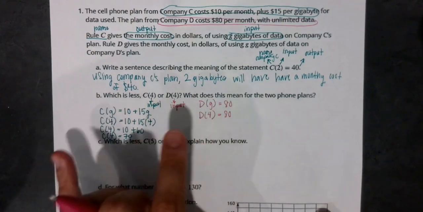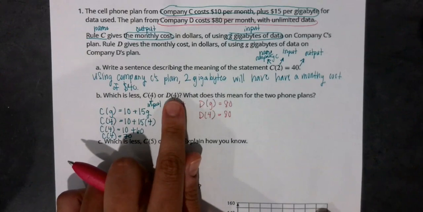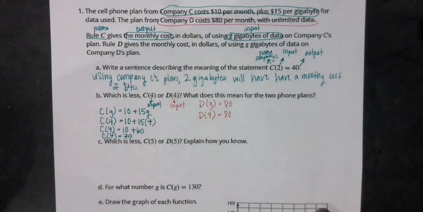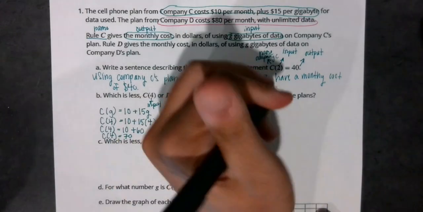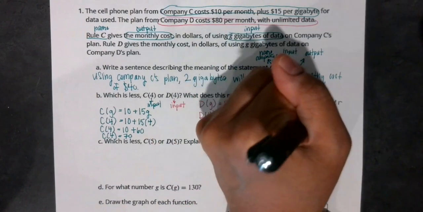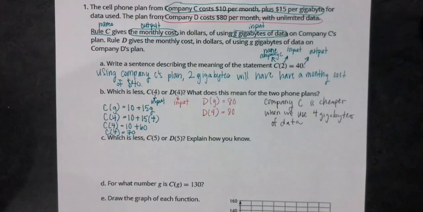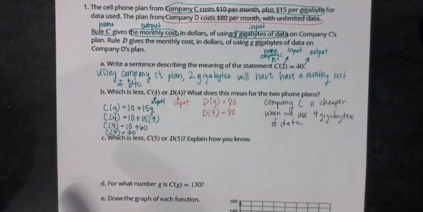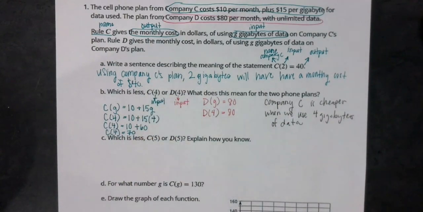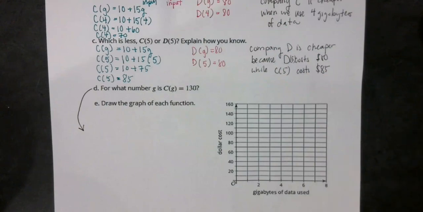So to answer this question, which is less, C of 4 or D of 4, C of 4 is 70 and D of 4 is 80. So it's actually that company C is cheaper when we use 4 gigabytes of data. Part C is very similar to Part B, except instead of using 4 gigabytes of data, I'm using 5 gigabytes of data. Part D says, for what number G is C of G equals 130?